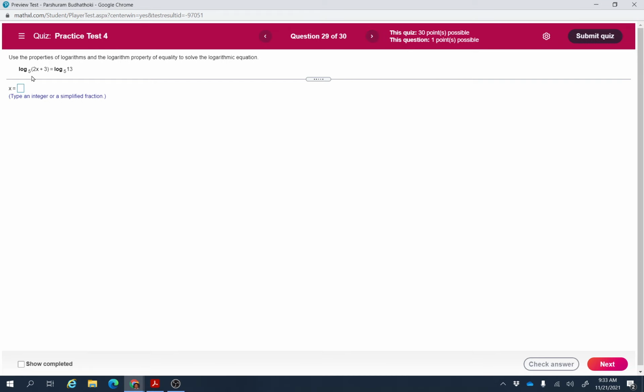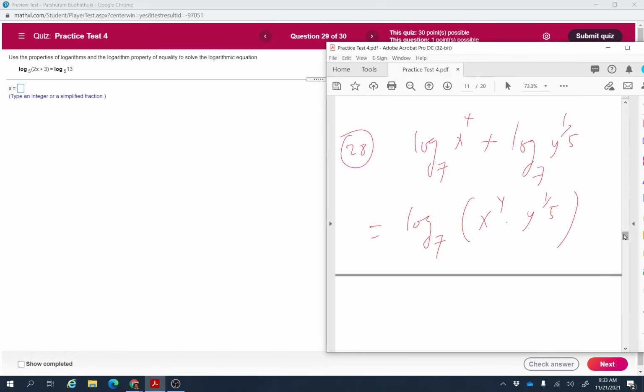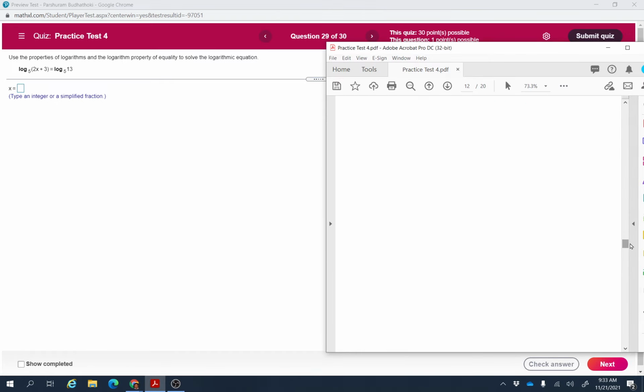Okay, we need to solve a log equation because they have the same log with the same base. So what we can do is make 2x plus 3 equal 13. But before solving this type of problem, always check the domain of the log function you're using here, because finally, after solving the problem, that solution should be inside the domain.